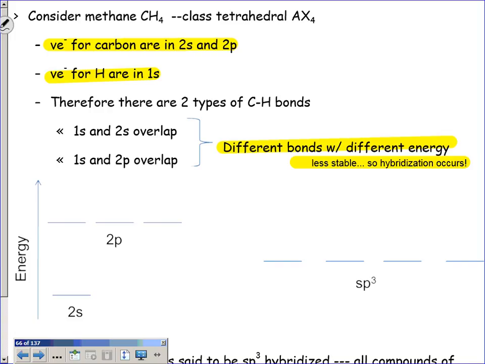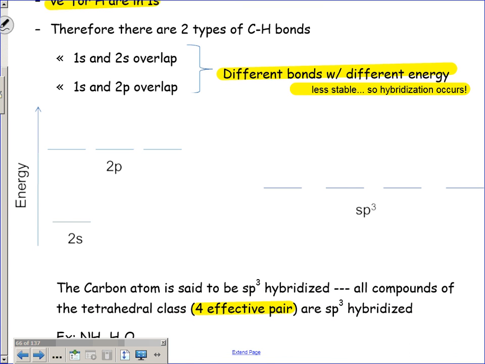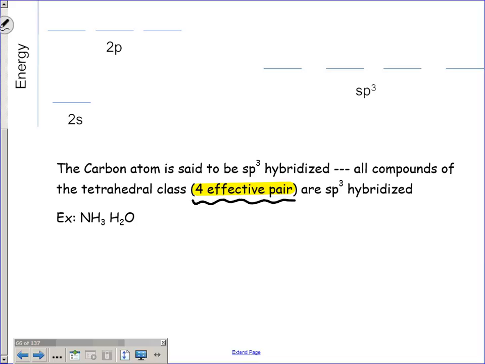Carbon, before bonding with hydrogen, made the sp3 orbitals? As the hydrogens approach, they morph. Oh, okay. Transformers. Can I continue? And make sure you note the 4 effective pairs.